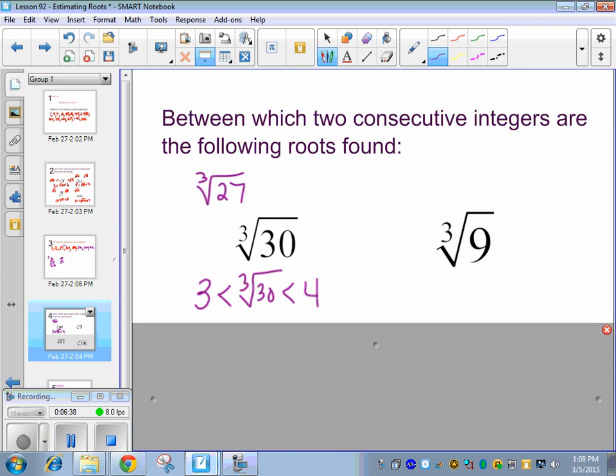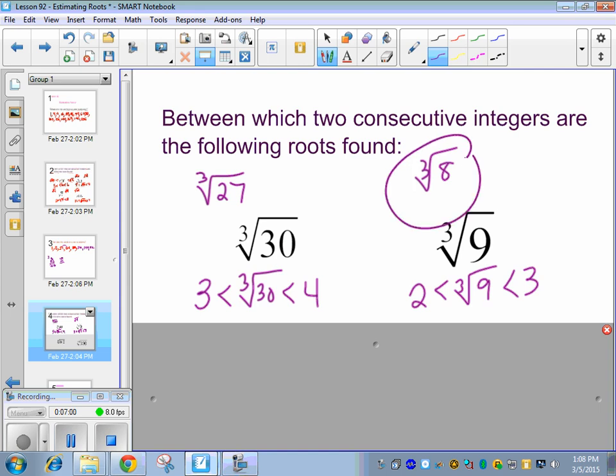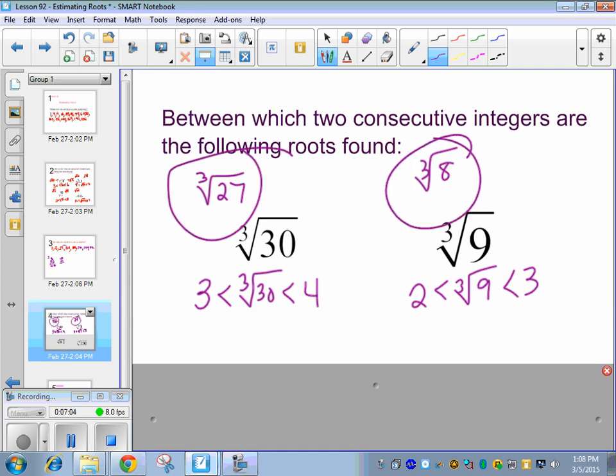Then we've got the cube root of 9. So 9 is really close to what perfect cube number? 8. Okay, 8 is a perfect cube. So if we know the cube root of 8, then 9 is a little bit bigger. So I can just say it's in between 2 and 3. So at least write one of them down if you don't write both. And you can always write 2, but at least write 1 up.